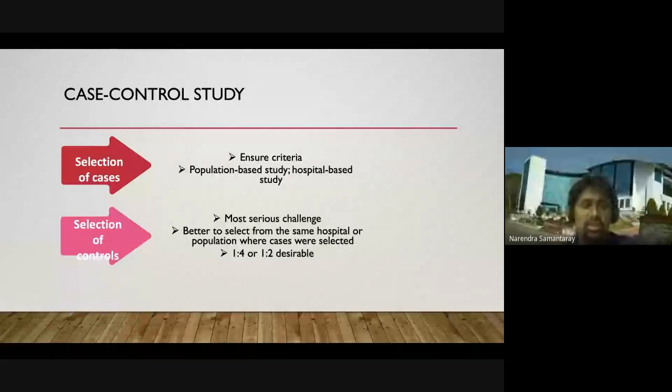Yes, what is the ratio? The better ratio is, if there is one case, to take 2 controls. The maximum is, if there is one case, 4 controls. The more controls there are, the better the statistical power. But there is no point in having more than 4 controls per case. 1:2 is desirable, 1:4 is obviously very good, not more than that.